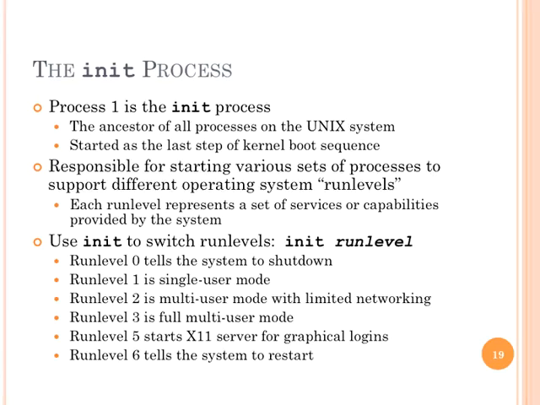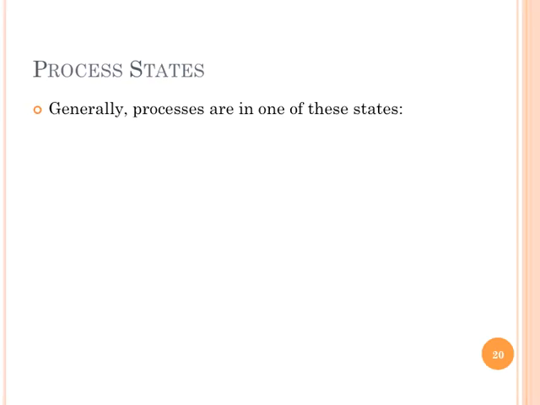Then run level 2 is multi-user mode with limited networking, kind of like Windows Safe mode. Run level 3, full multi-user mode, but it is no graphics, so you don't have a graphical login. That's for run level 5. So run level 5 starts the X server, the windowing server. And then init 6 would tell the system to restart. And then it goes back to run level 1, basically. So it shuts everything down and goes back to 1 and boots up to whatever the default run level is. So that's what init does.